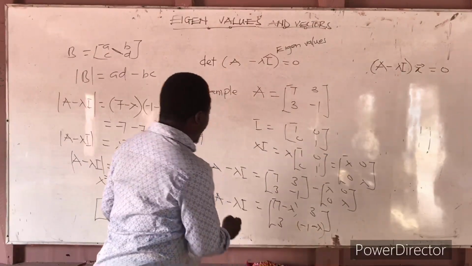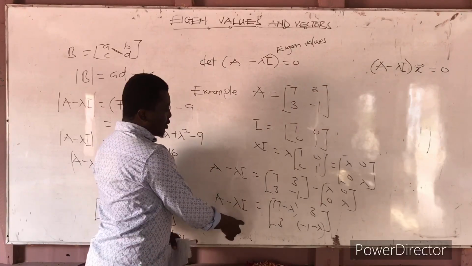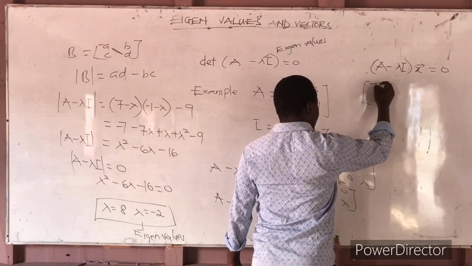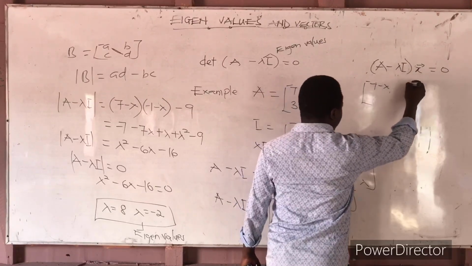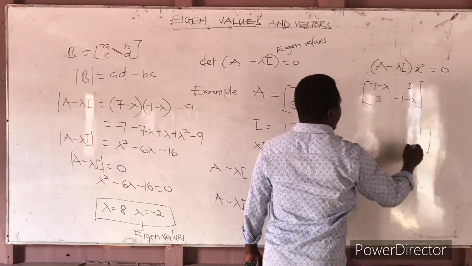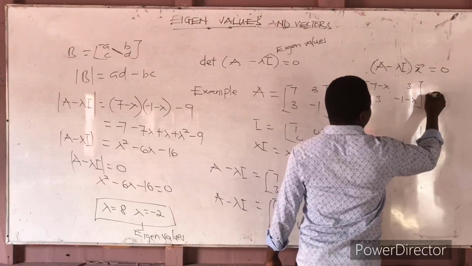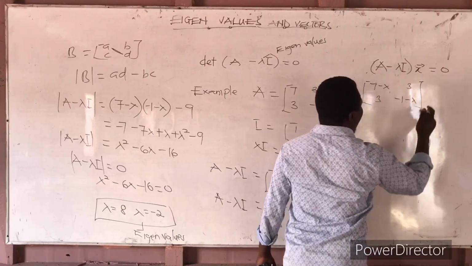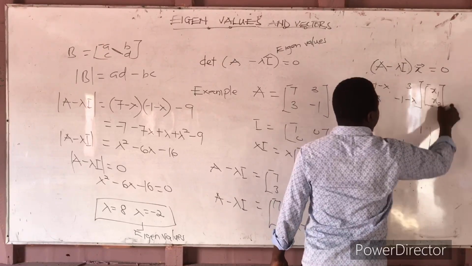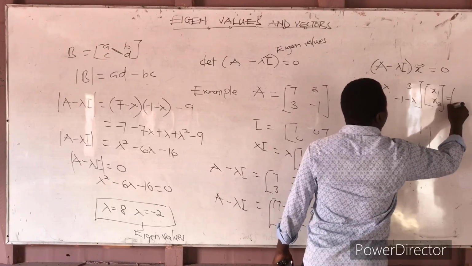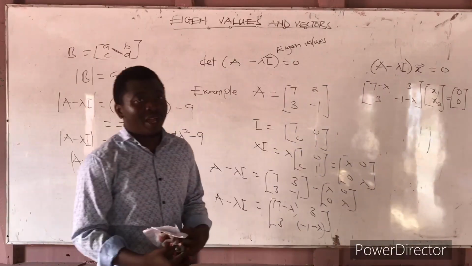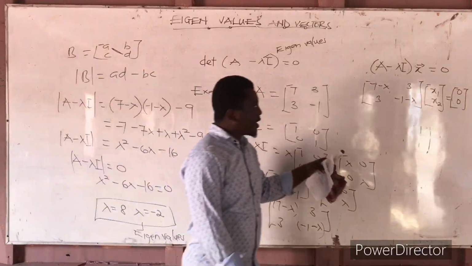So already you have your A minus lambda to be the matrix of 7 minus lambda, 3, 3, minus 1 minus lambda, multiplied by the vector x. And since it is 2 by 2, the vector x is going to be x1, x2, and this is equal to 0. So this is what we have in order to get the eigenvector.